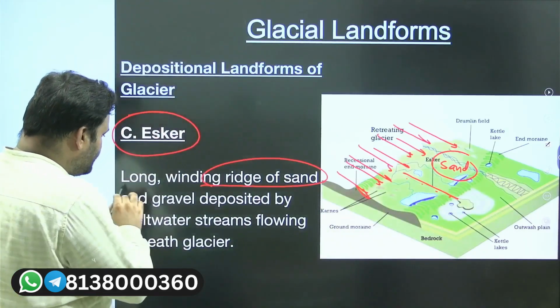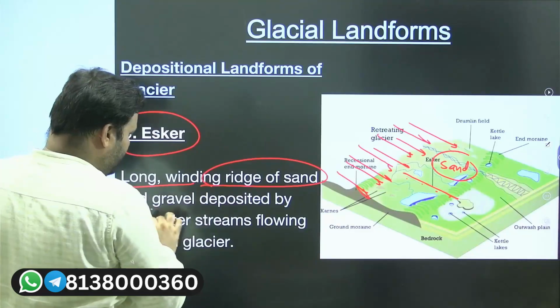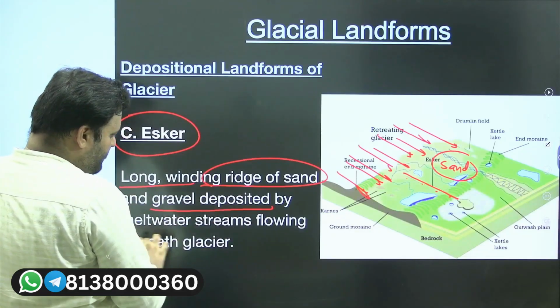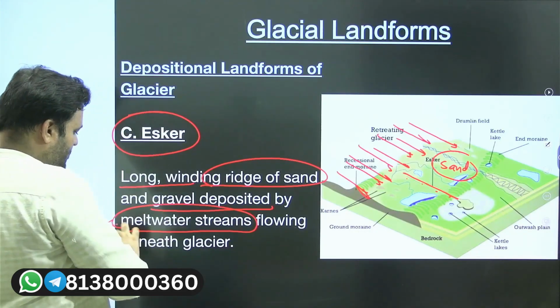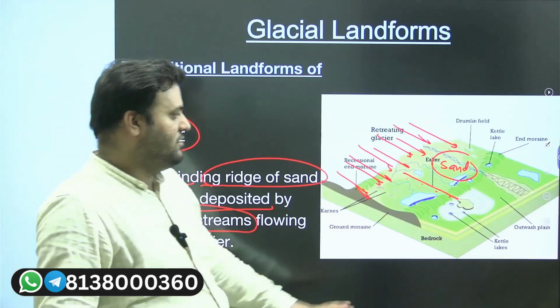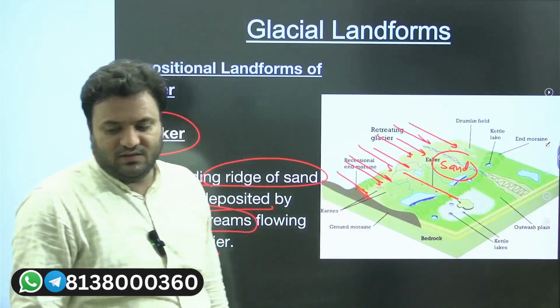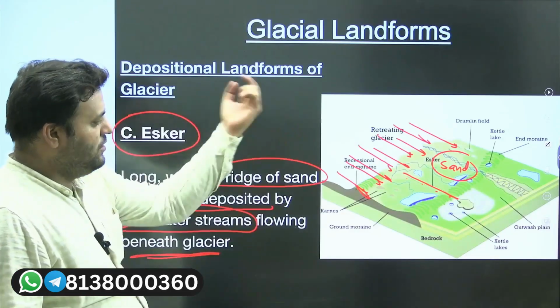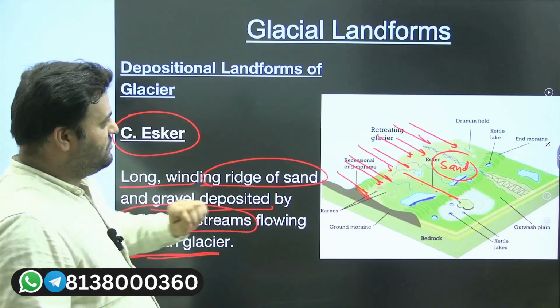Eskers. So eskers are long ridges of sand and gravel deposition. They are actually formed by the deposition of melt water, and yes, they will be formed beneath the glacier. All right, so they are what? Eskers. All right, moving ahead.